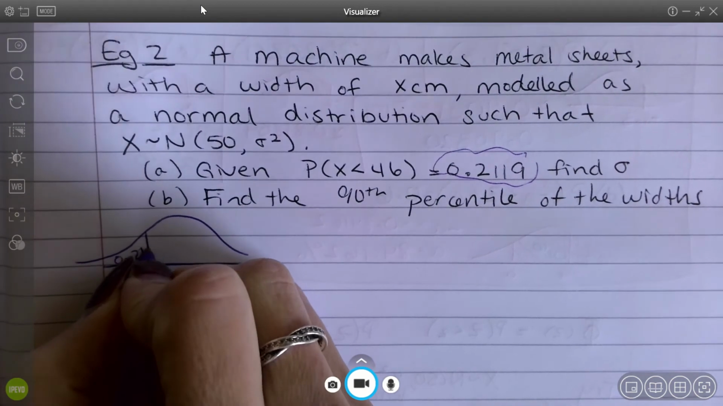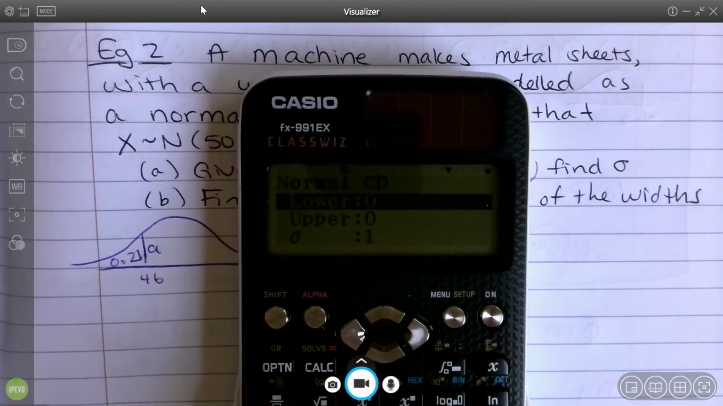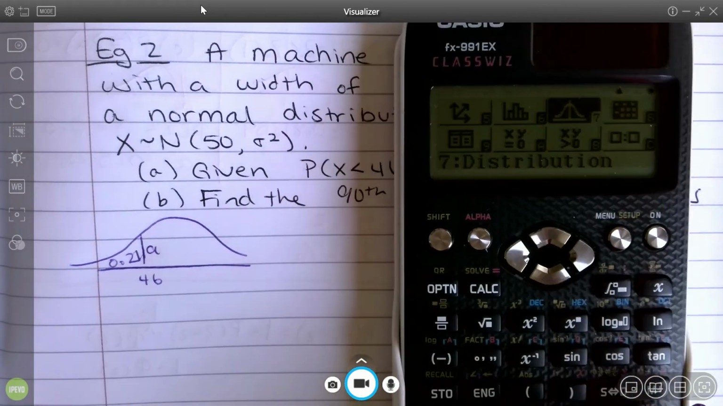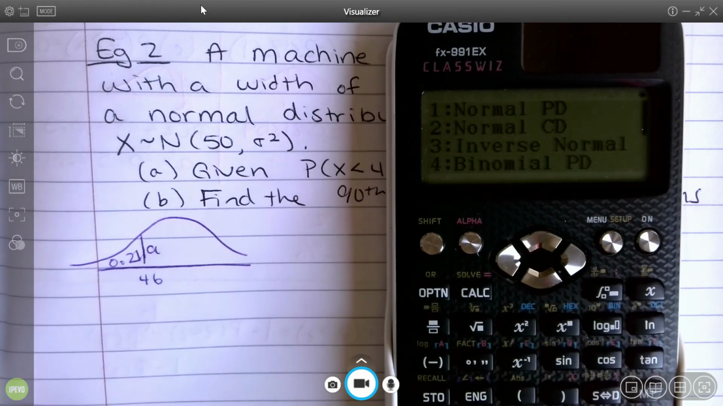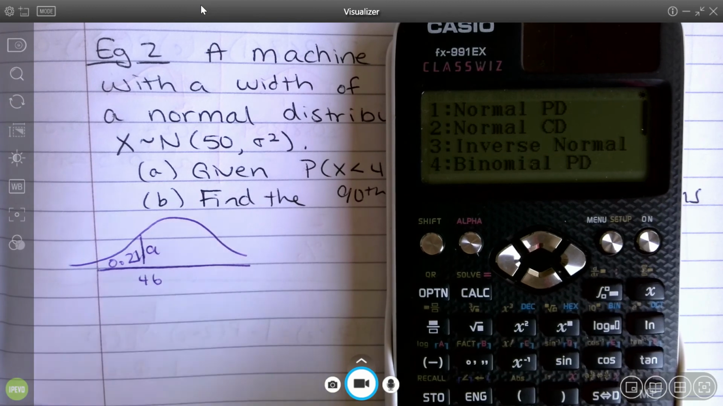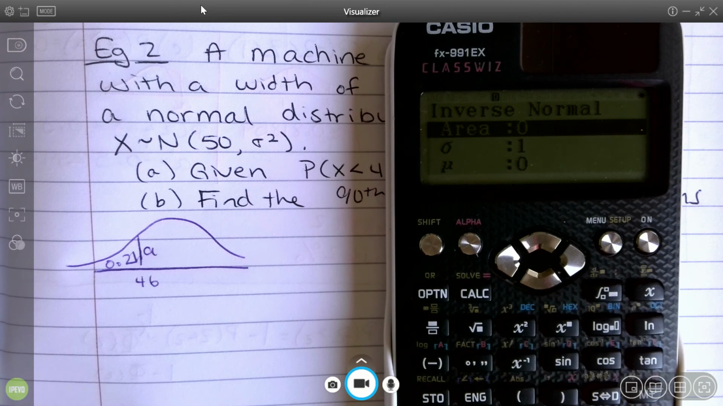So 119. I'm going to go to distributions. And then I have the probability, I need the Z value. So given the probability, we use inverse normal. Using inverse normal, the area is 0.2119 because it's the probability.